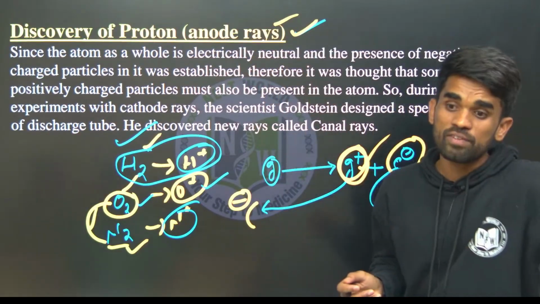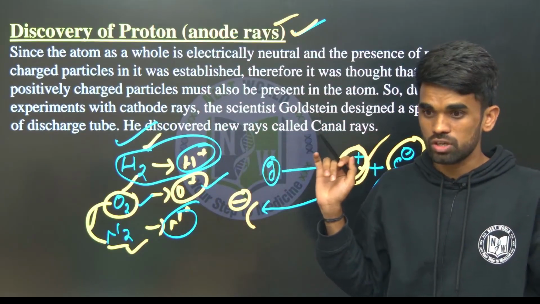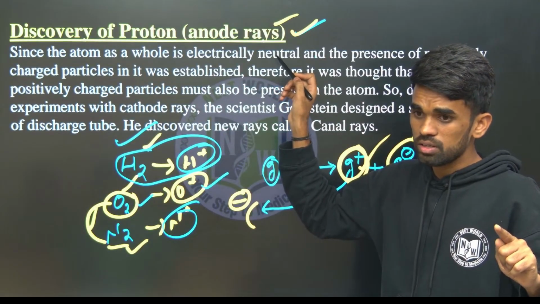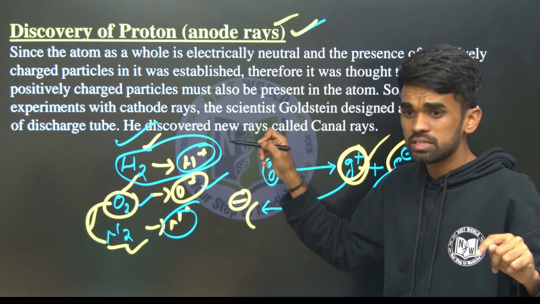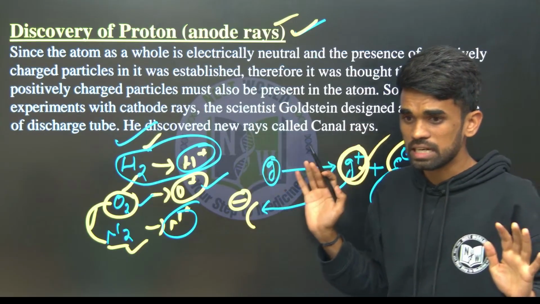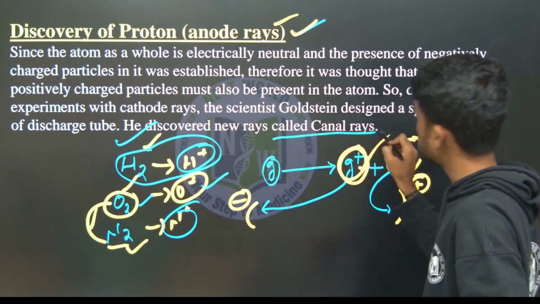You should not say protons every time I say anode rays. In the case of cathode rays it is always a beam of electrons, but in the case of anode rays it is not a beam of protons. It depends upon the type of gas you are taking in the tube. Is that clear? This is also called canal rays.